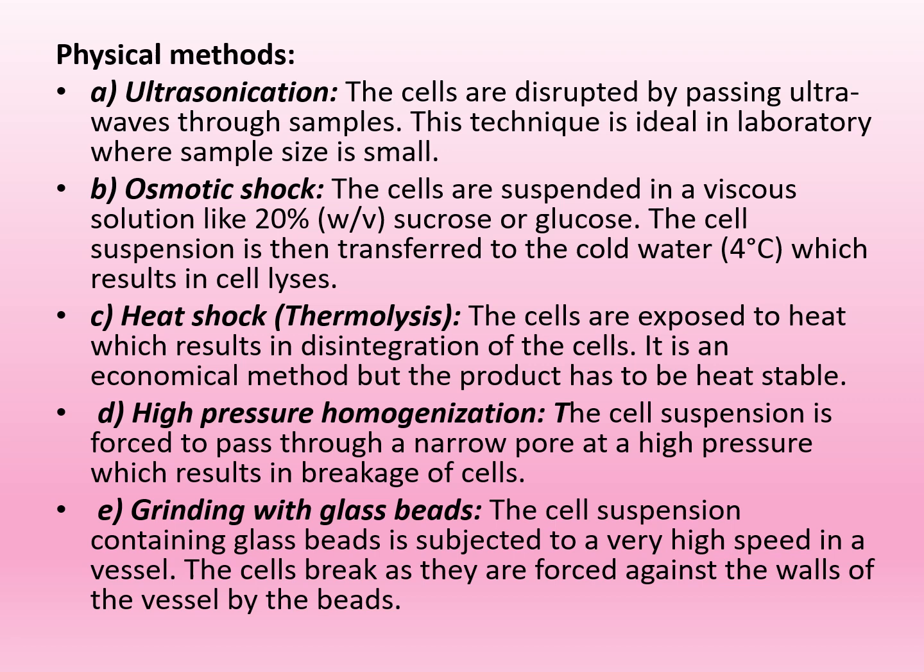Next method is heat shock, thermolysis. The cells are exposed to heat, which results in disintegration of the cell. It is an economical method, but the product has to be heat stable. Next is the high pressure homogenization method. The cell suspension is forced to pass through a narrow pore at a high pressure, which results in breakage of cells.